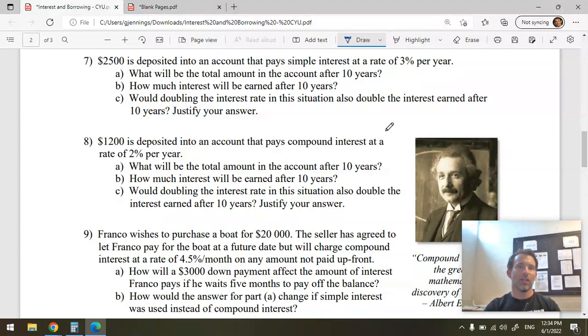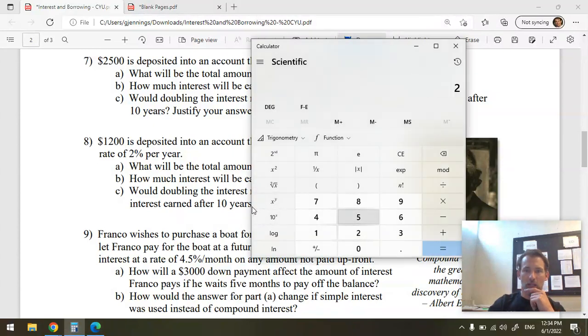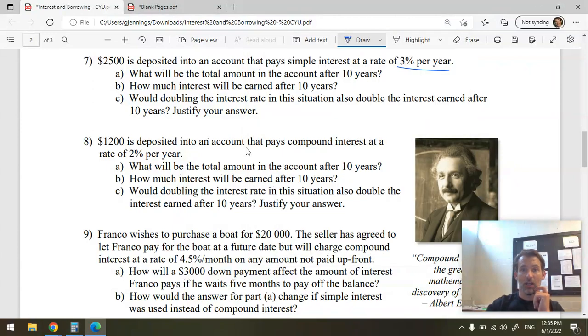Let's keep going, everyone. $2,500 is deposited into an account that pays simple interest at a rate of 3% per year. What will be the total amount in the account after 10 years? So let's put that together. 2,500, and then I'm going to multiply by 0.03. This is the interest that's earned each year. Each year that will earn $75 of interest. We said 10 years, so it's going to be that much interest earned. That's 10 years of interest. Then I'm going to add that to the initial amount. So there's going to be $3,250 in there after 10 years.